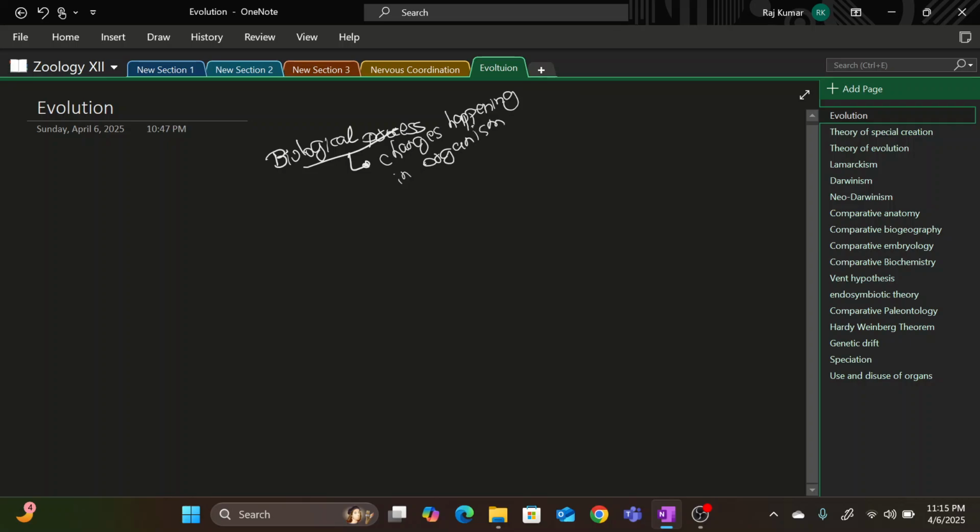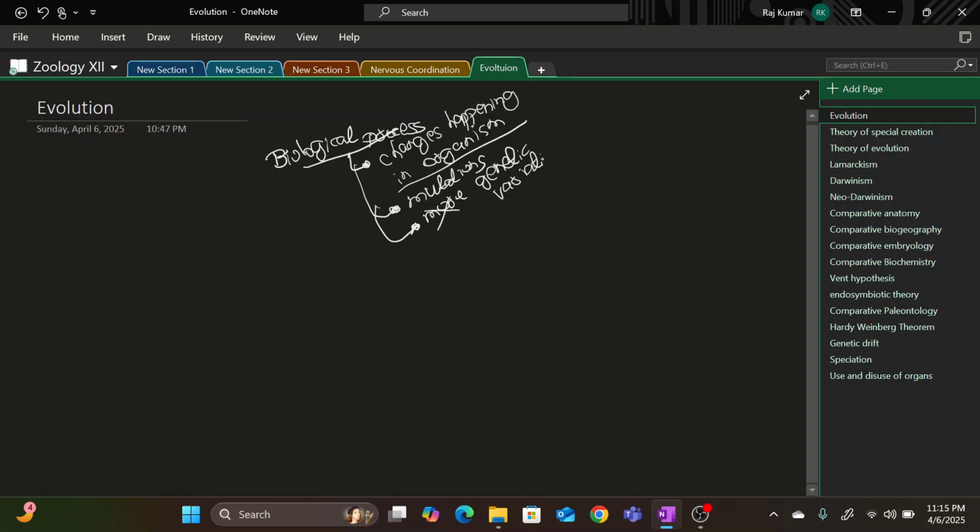Now what I really mean by these changes is that they are long-term changes, and these changes occur due to mutations. And one more thing is that when evolution happens, genetic variation happens. Evolution is associated with genetic variation.